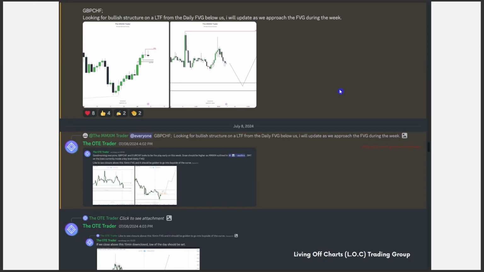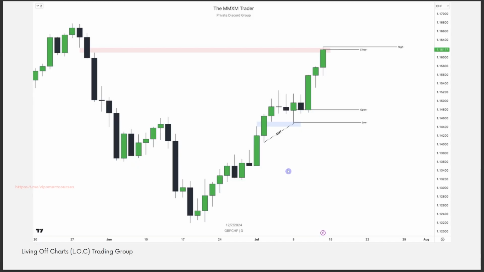First of all, we've got an example of the call out we did, and this was done before the markets were open on a Sunday. We were looking for that daily fair value gap to get hit and then an expansion higher. And we focused on GBP CHF the entire week. So after we hit that daily fair value gap as well, I started to tape read where we should find opportunities. And this is just proof of concept before it happens, without hindsight.